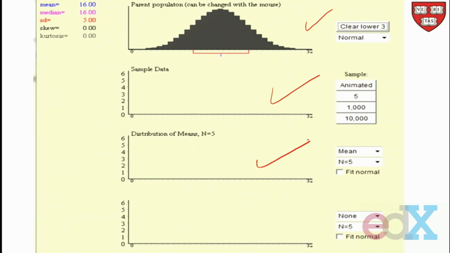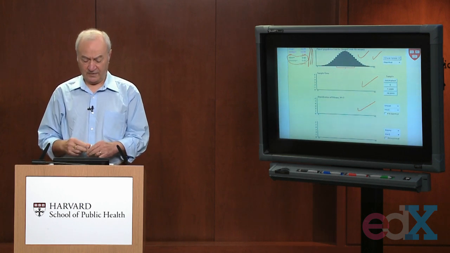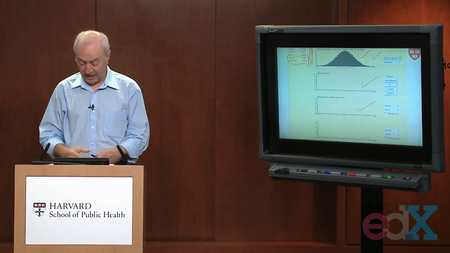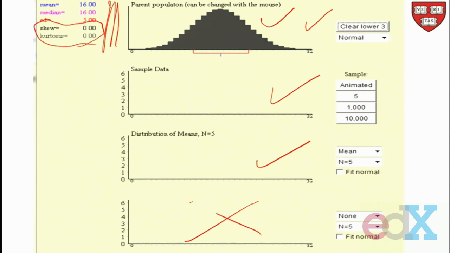Now, whatever population we have here, they take some summary measures over here. So for example, we see the mean. So the mean is 16 for this population. The median is 16. The standard deviation is 5. And then there's a couple of other things here called skewness and kurtosis. I'm not going to be addressing that. I'll leave that up to you to look up if you're interested. Okay? And for now, we're going to ignore this panel here.